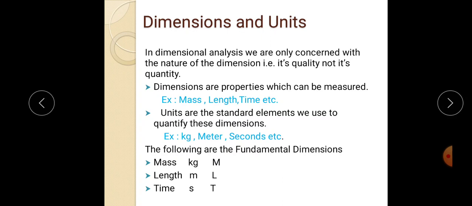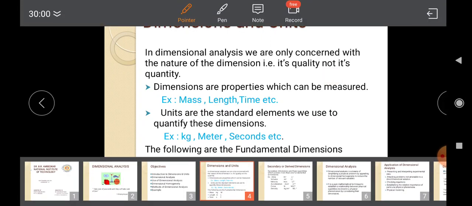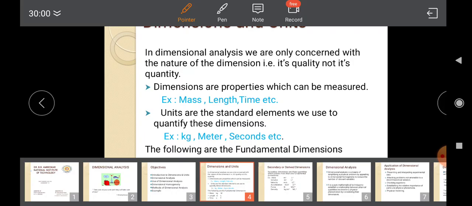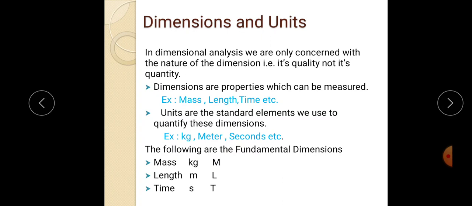Now, what are dimensions actually? Dimensions are the properties which can be measured. Any property that can be measured is called a dimension. For example, we want to measure the mass of an object. So mass is a dimension. We can measure mass in kilogram, gram, pound, or any other unit. So mass is a dimension.